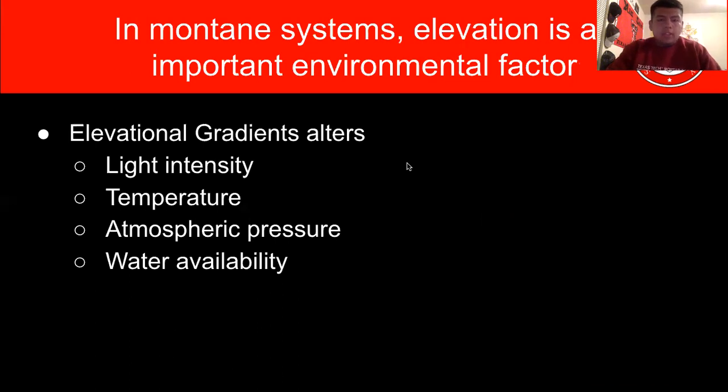So elevation gradients can alter the environment in which a plant grows and can define its strategy, perhaps. Along an elevation gradient, there are different light intensities, different temperatures, atmospheric pressure, and water availability. A combination of these can alter what kind of plant strategy a plant will employ in the given environment.